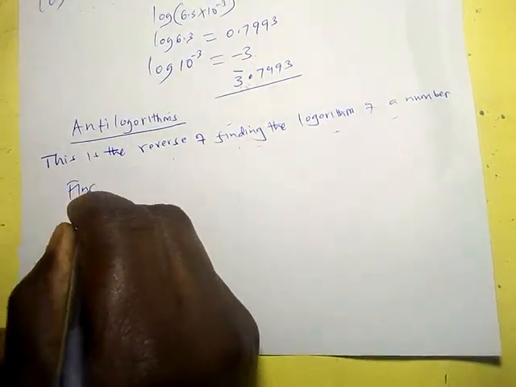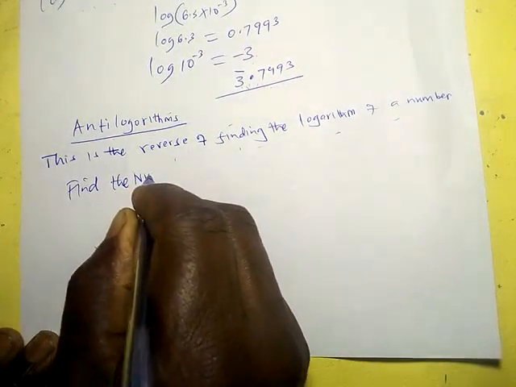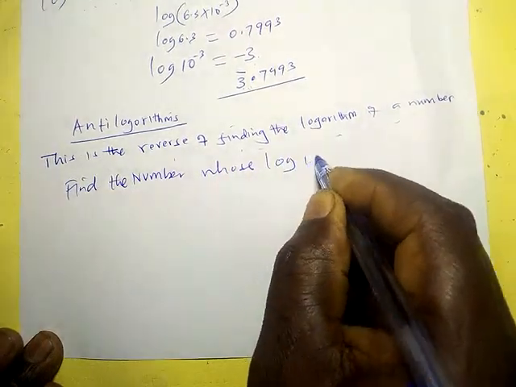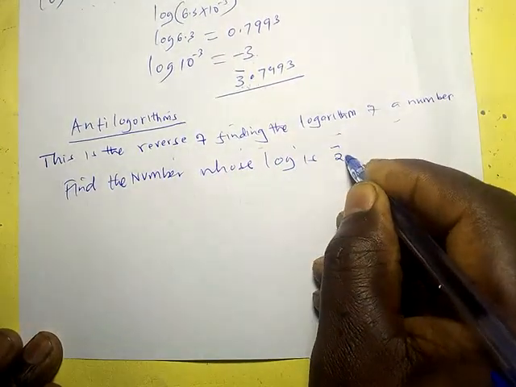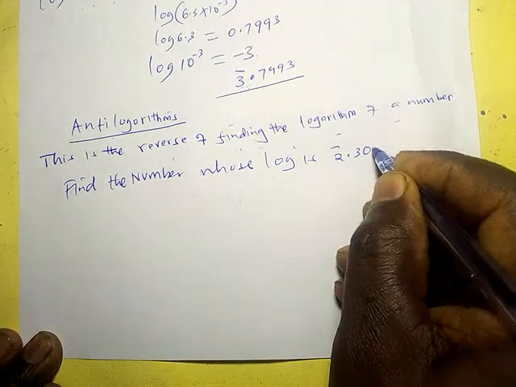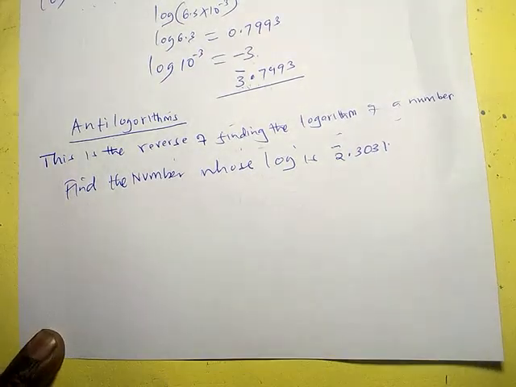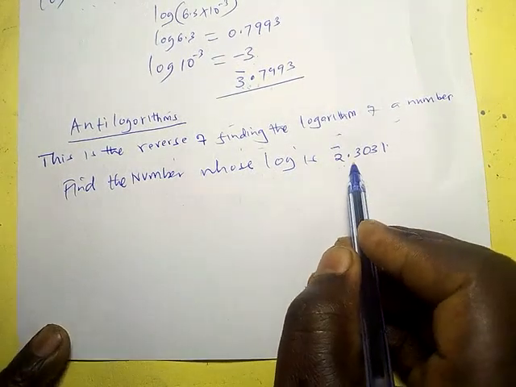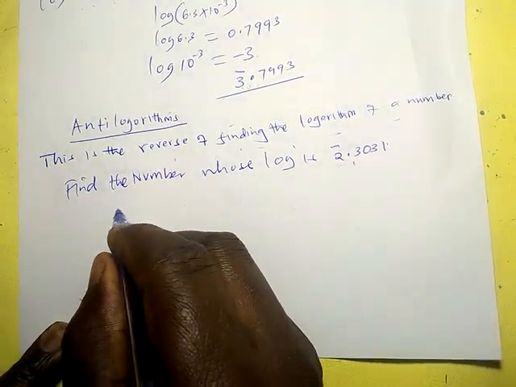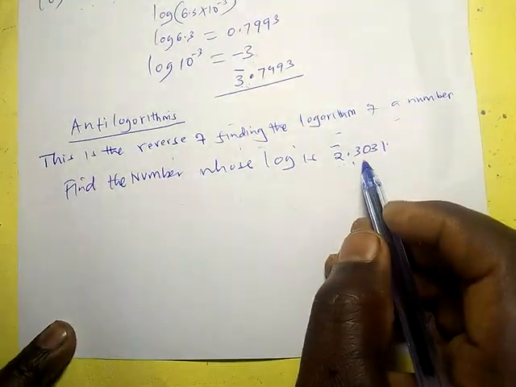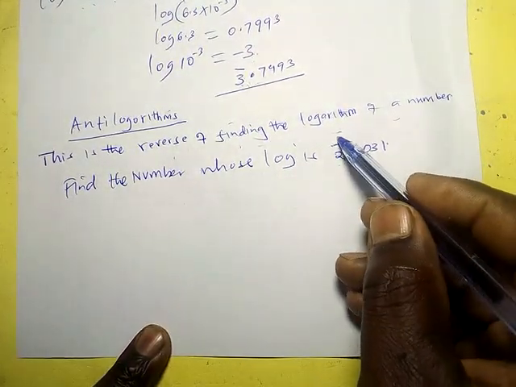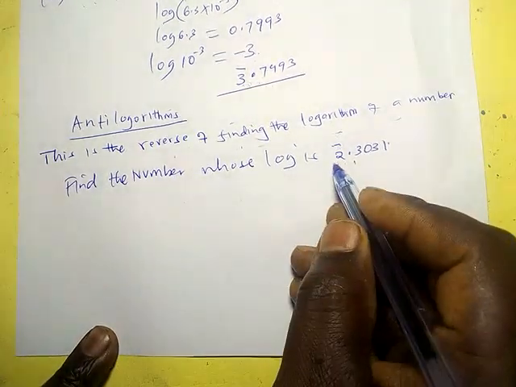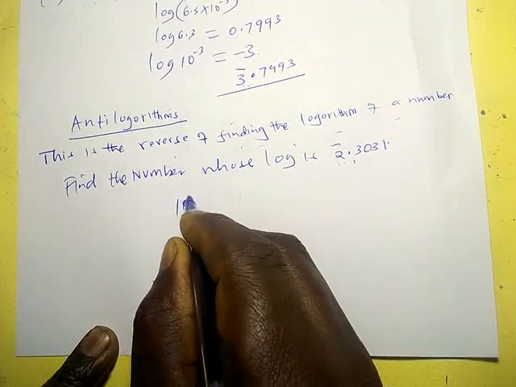Find the number whose log is bar 2.3031, right? So we want to look for the number whose logarithm is this. We don't know the number. The first thing you need to understand is that this one is the characteristic and this is the mantissa. Simply take this one. This one means it is 10 raised to power negative 2.